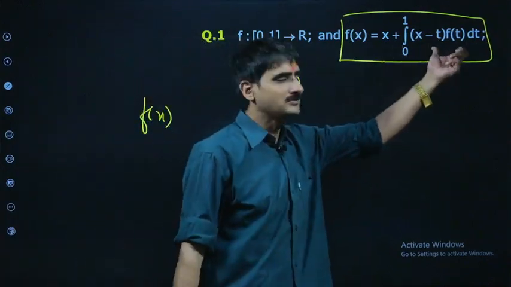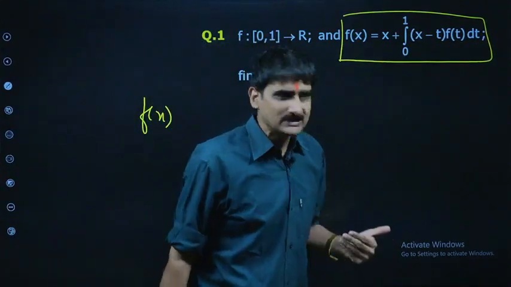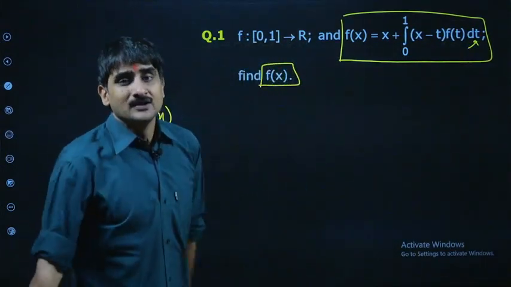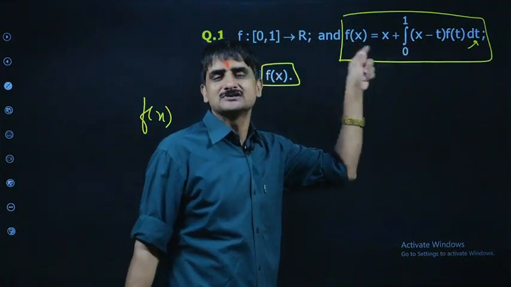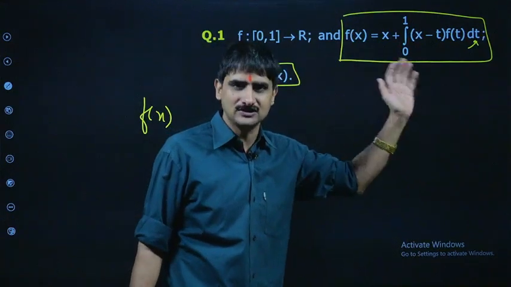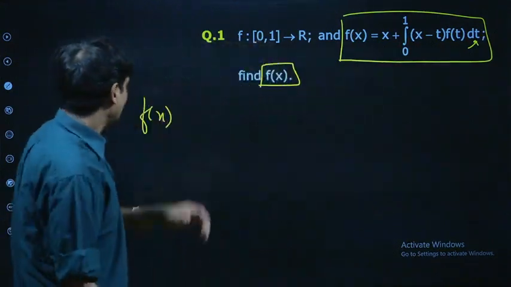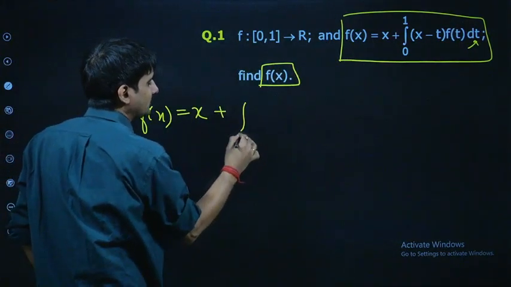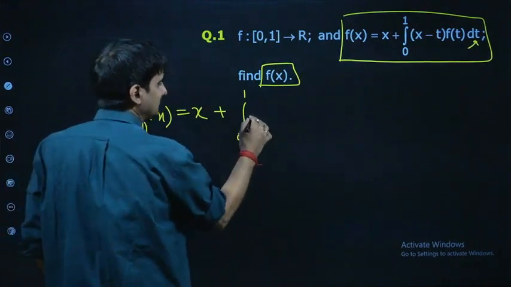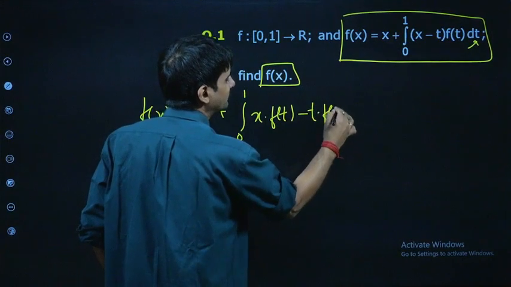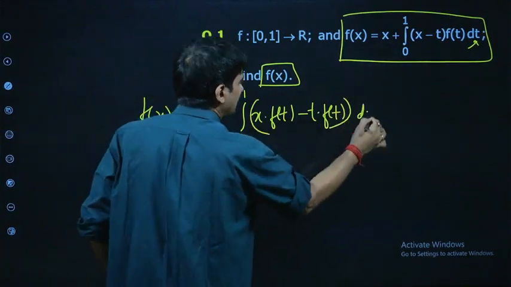Because within this integral, we can see that because of dt the variable of integration is t. But you have x also, which is the variable of this function f of x, or the equation or the relation, whatever you call it. So I will rewrite it as x plus integral 0 to 1 of x into f of t minus t into f of t. I don't think anyone will disagree with that.